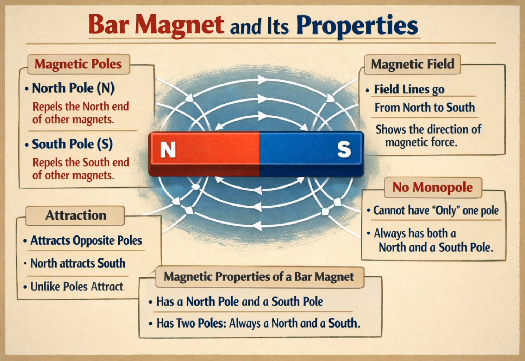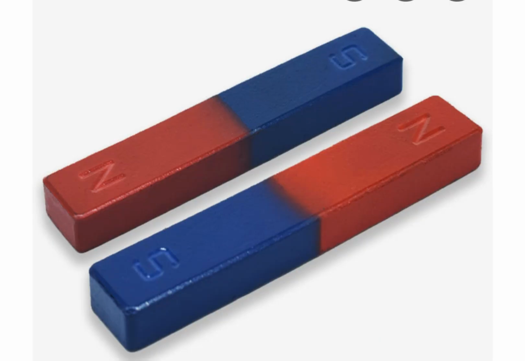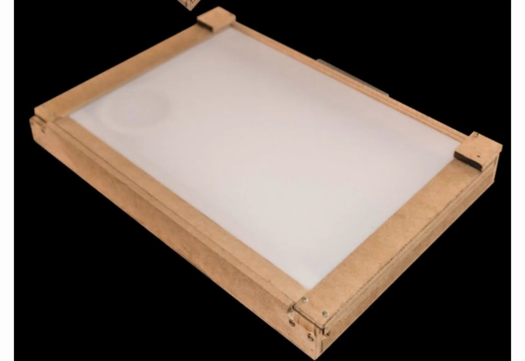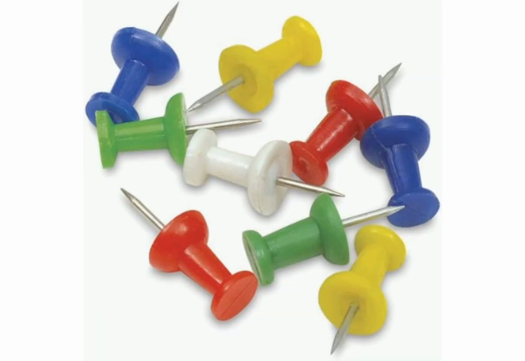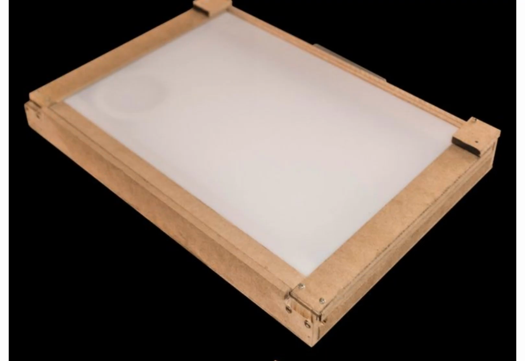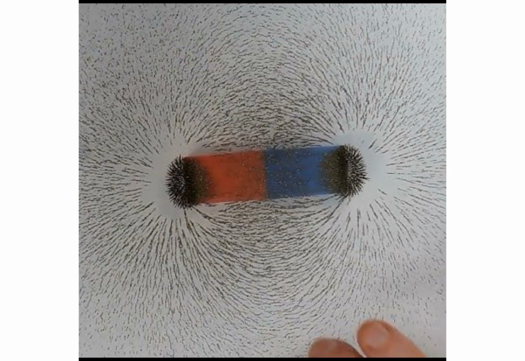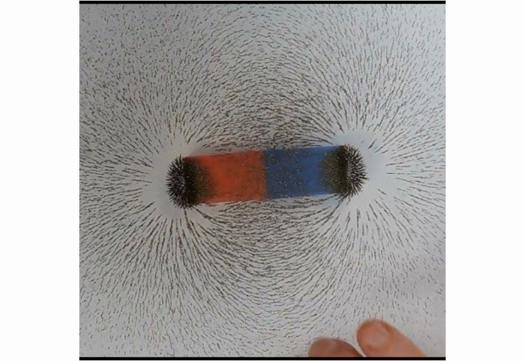Let us study magnetic field lines around the bar magnet. To conduct this activity, we require the following materials: bar magnet, white paper, drawing board, iron filings and pins. First, fix the white sheet on a drawing board using pins. Then place the bar magnet at the center of the paper. Then sprinkle iron filings over the bar magnet. Then gently tap the drawing board. Then observe the pattern formed by the iron filings.